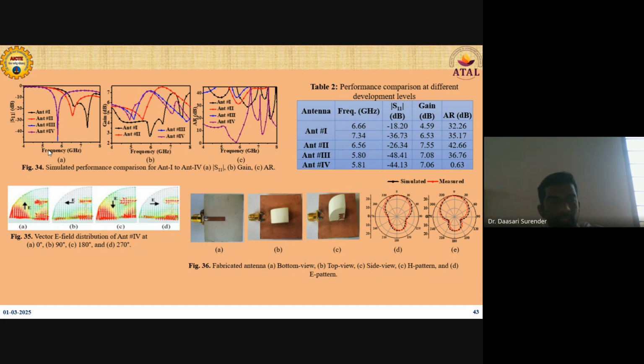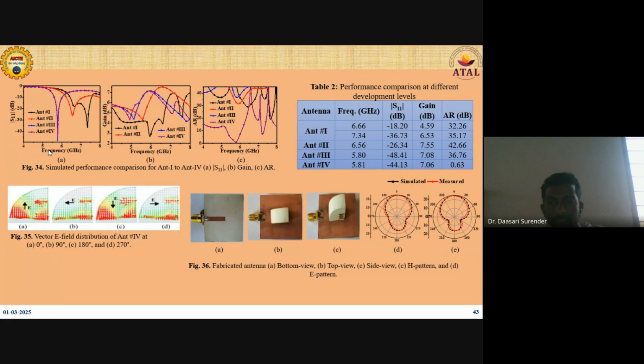When sectoring has been implemented on antenna 1, the operating frequency has not changed much, but an improvement in gain performance has been observed, from 6.53 to 7.55 maximum. And when twisting has been done, a drastic change in operating frequency as well as impedance matching levels was observed in antenna 3.